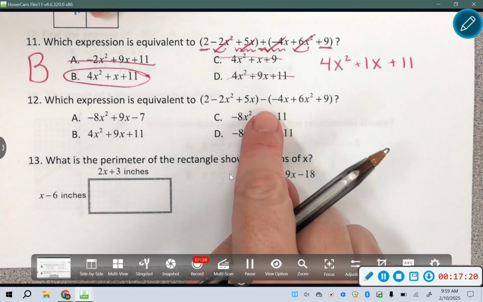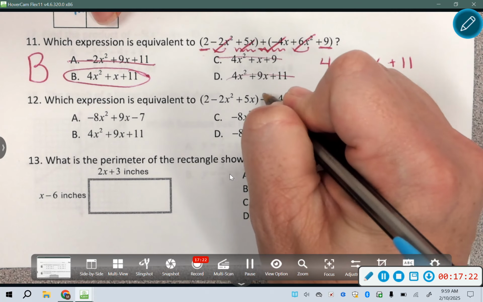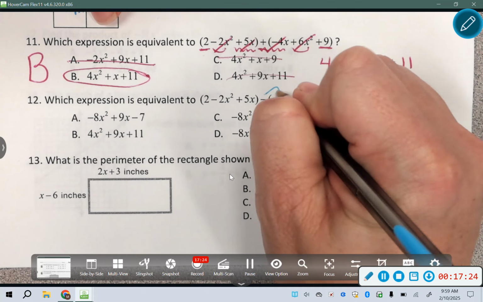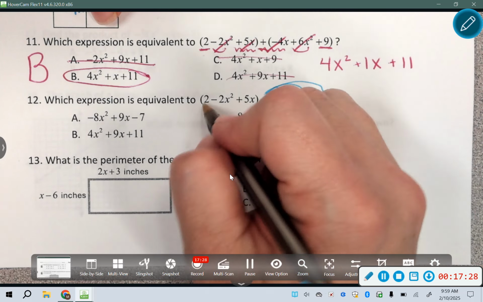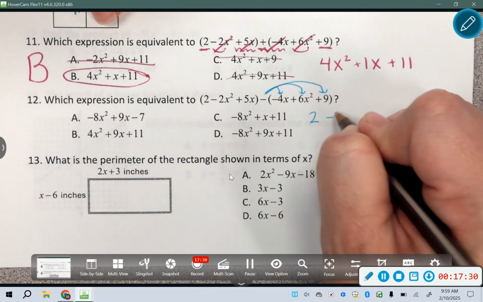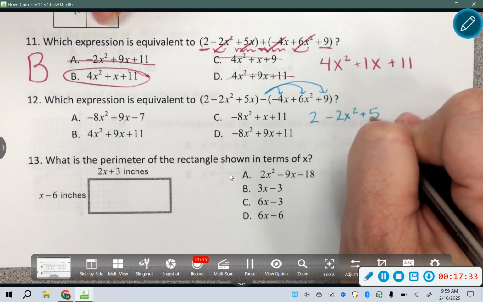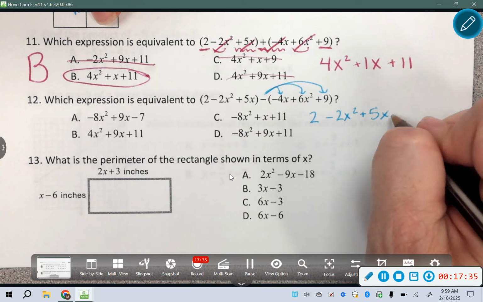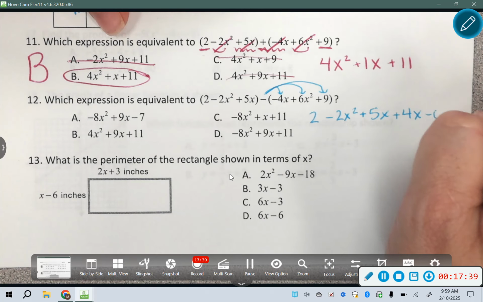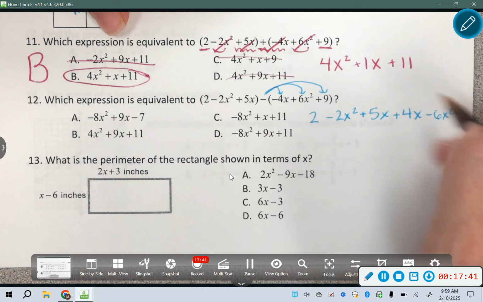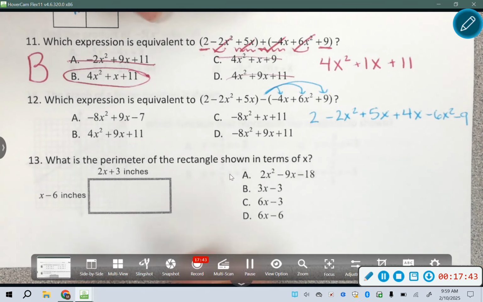Now 12 is different because I have a minus sign in the middle. And when I have a negative, that does change things. I have to distribute my negative in. So I'm going to rewrite this first set of parentheses. I have 2 minus 2x squared plus 5x. 2 negatives makes a positive 4x. Negative and a positive makes a negative 6x squared. Negative and a positive makes a negative 9.